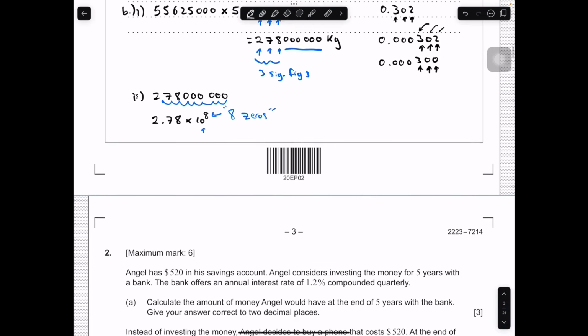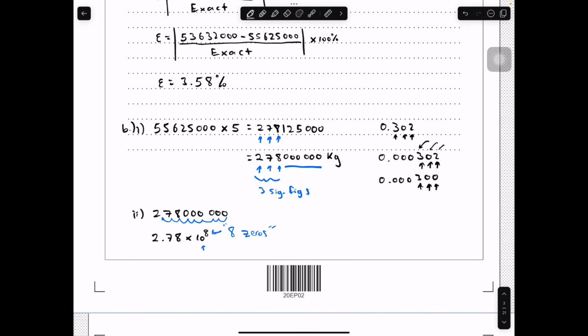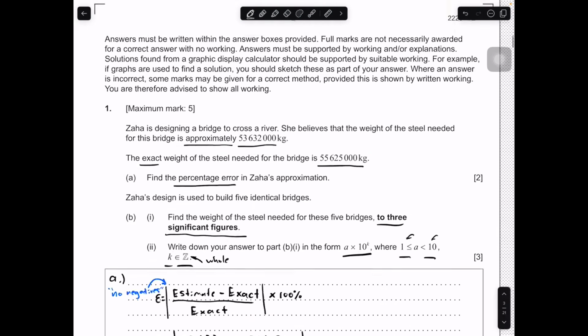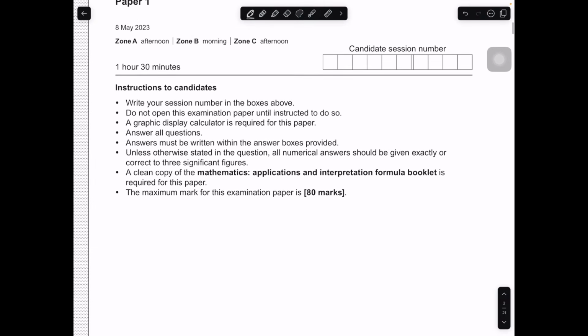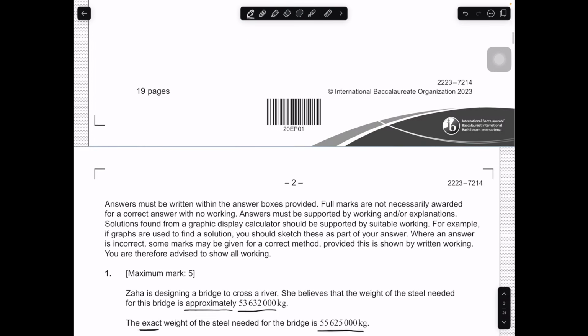Okay. And writing out in 3 significant figures is pretty important. It's at the beginning of the rubric, sometimes unnoticed. It says, unless otherwise stated in the question, all numerical answers should be given exactly, so for example, root 2 or 1/2 and so on, or correct to 3 significant figures. So it's something that is important throughout the exam.